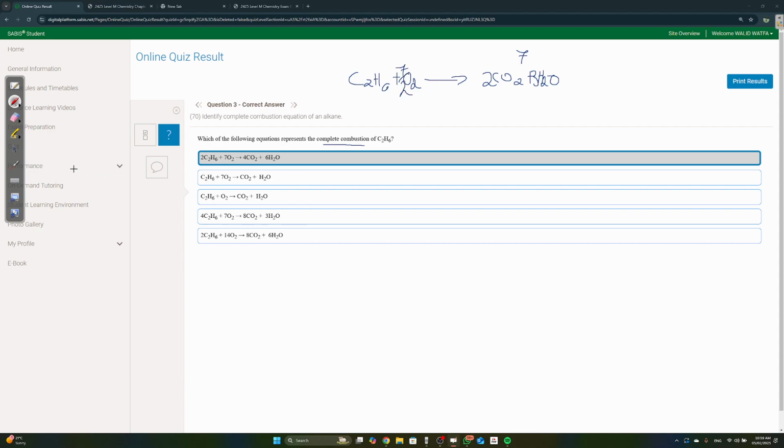But there's no fraction coefficient here, it needs to be a whole number. So what do we do to get rid of the 7/2? We just multiply the whole equation by 2. Balancing. Okay, this is very easy. Okay. So 4 CO2 plus 6 H2O. Why did it become 4? Because I multiplied the whole equation by 2. Okay, so you get the same thing.